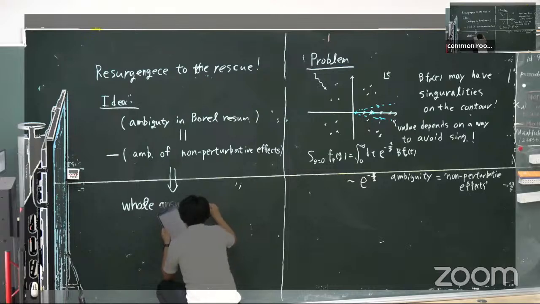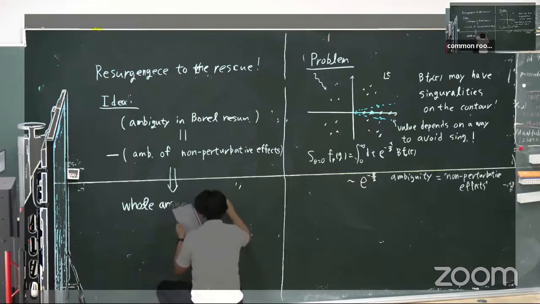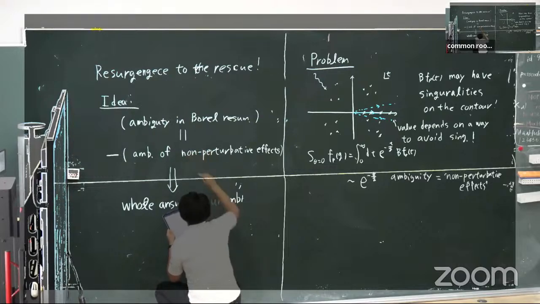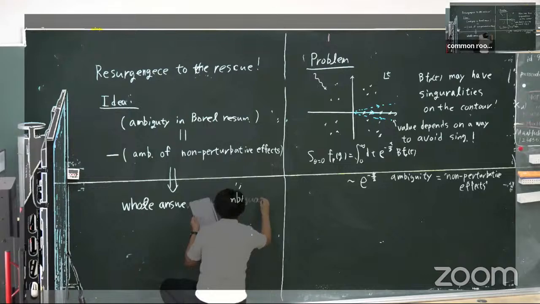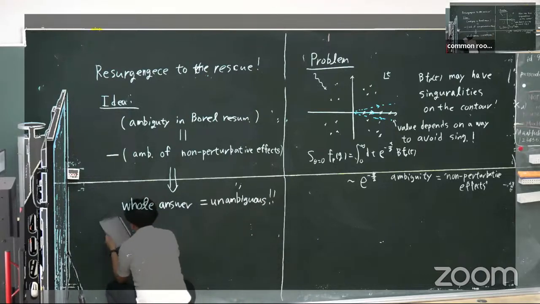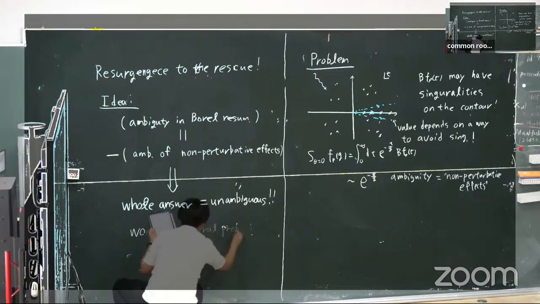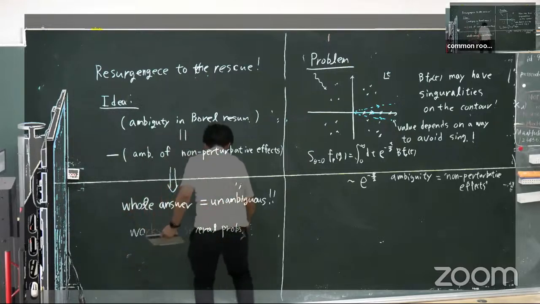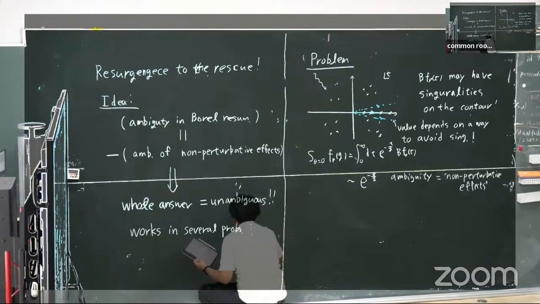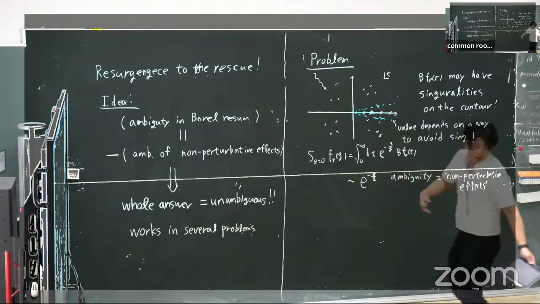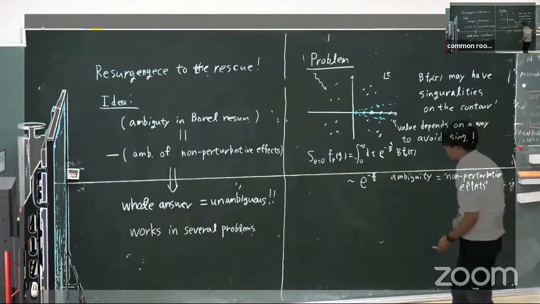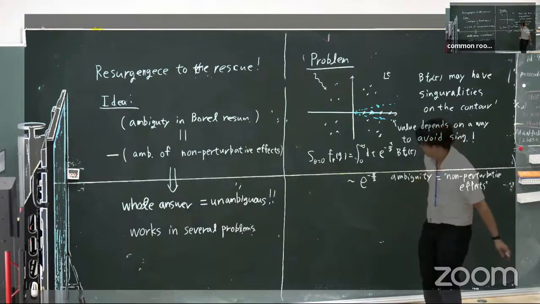So each part has ambiguity, but that ambiguity is cancelled when we take both contributions. And it seems that in various examples, at least in quantum field theory, this method, this scheme may work. But since perturbative expansion is ubiquitous in many areas, I'm curious about whether this kind of scheme works in other areas. So this is the end.